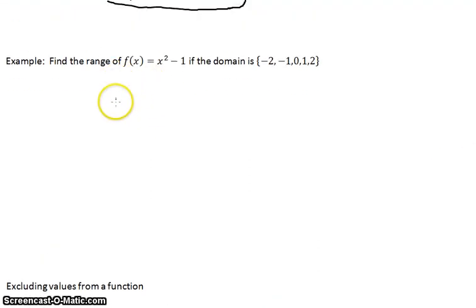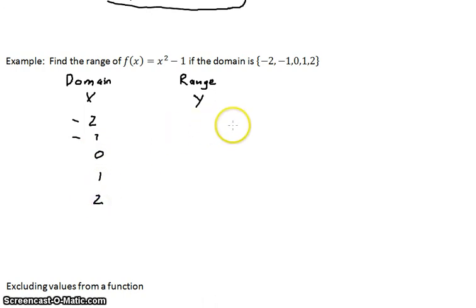So one thing that I haven't talked about is this idea of range. And it says find the range and domain. Well, there are two things that you need to know: the domain and the range. The domain are your x values. The range are your y values. So they give you the domain as -2, -1, 0, 1, and 2. Now they're asking you what the range values are.